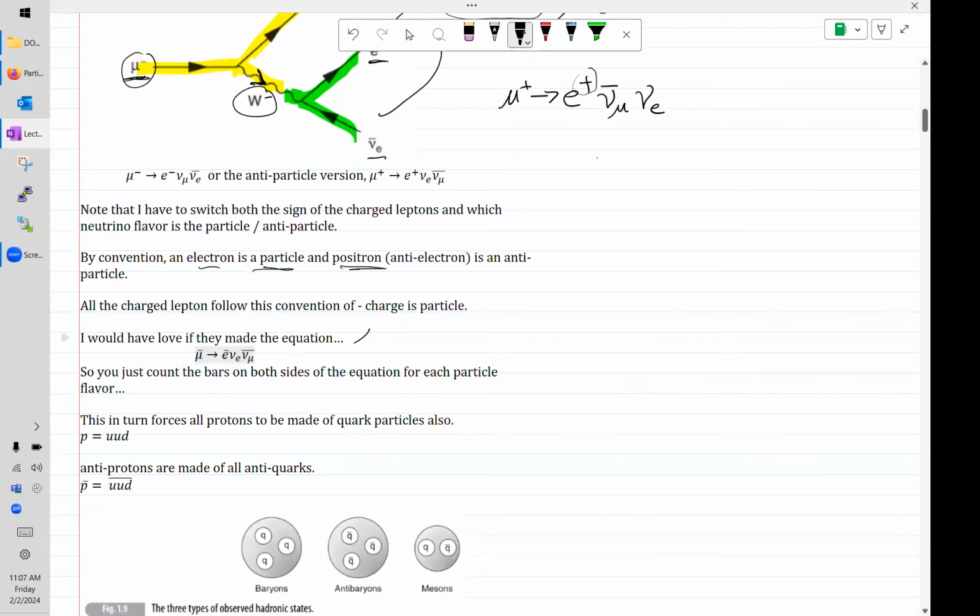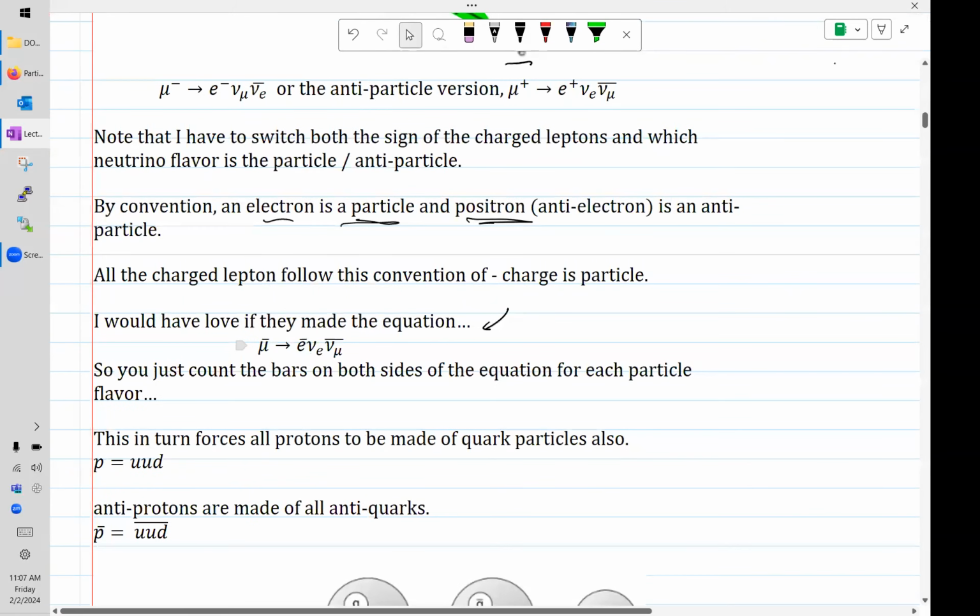This is just a little pet peeve thing. I would have loved that if they, instead of calling these things e plus and mu plus, had just put bars above them to indicate that they are anti-particles. The little bar always indicates an anti-particle. That would have made me happy, but people don't do it. If I was in charge of the world, I would force all particle physicists, instead of calling it positron, to call it an anti-electron and just put an e with a bar over it. But you can't do this because people will be confused by this.